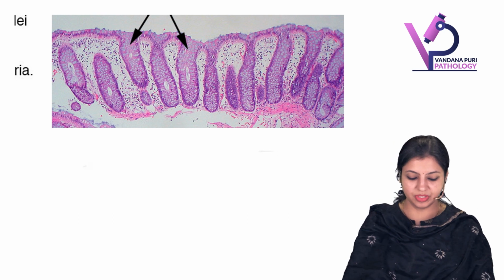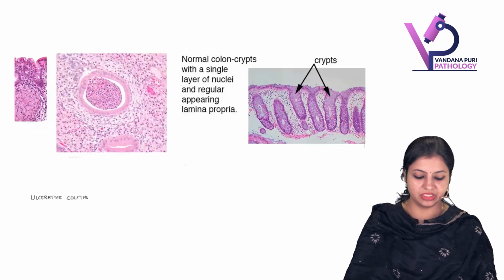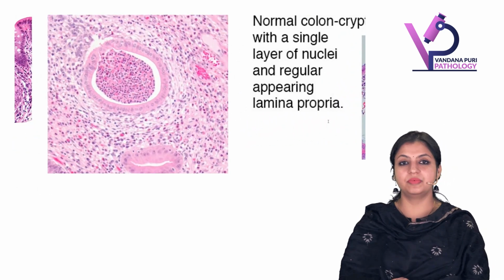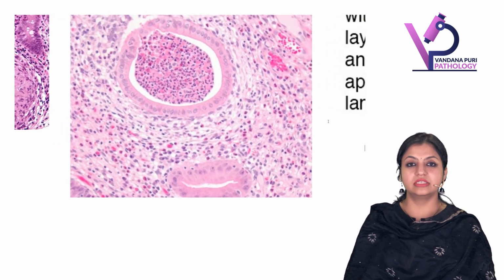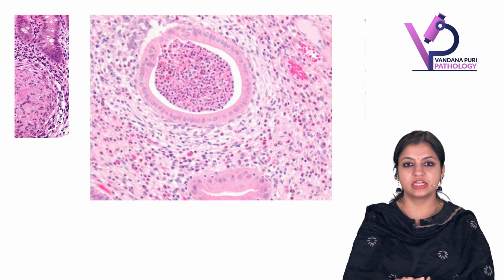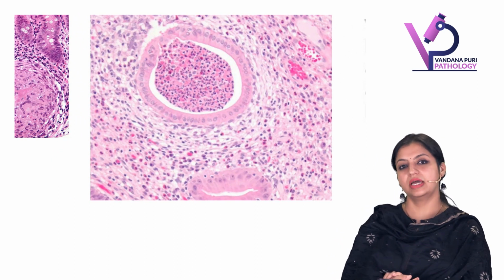What is this called? Crypt abscess. Crypt abscess just means this is a crypt and it is full of neutrophils. So this just means that this is an active disease. Active disease is indicated first by crypt abscess.